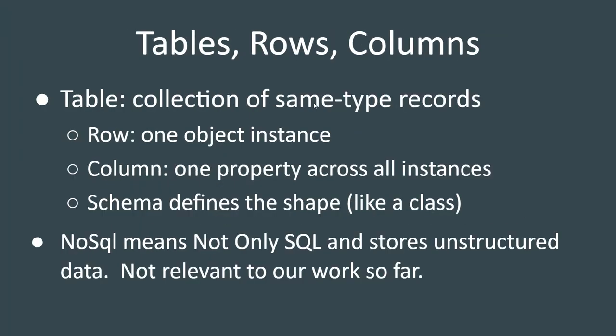So a table is a collection of the same type of records. So you would have one table that held all the characters, another table that holds all the spells, another table that holds maybe skills and equipment. And so each row in that table becomes one instance of that. Each column is one property.